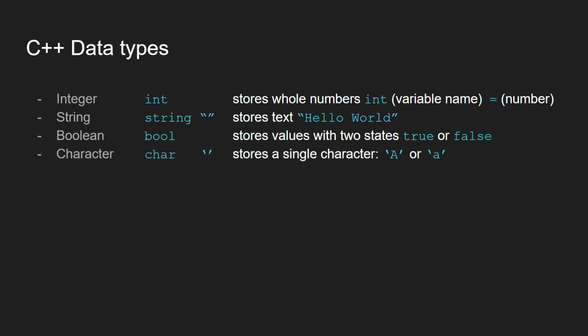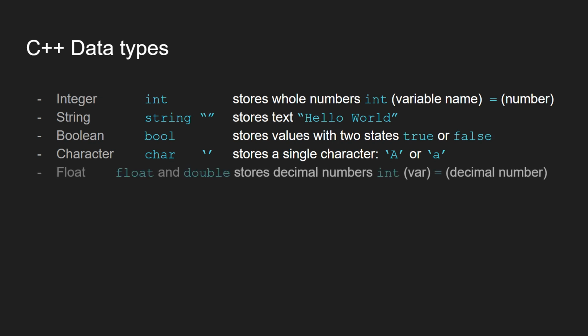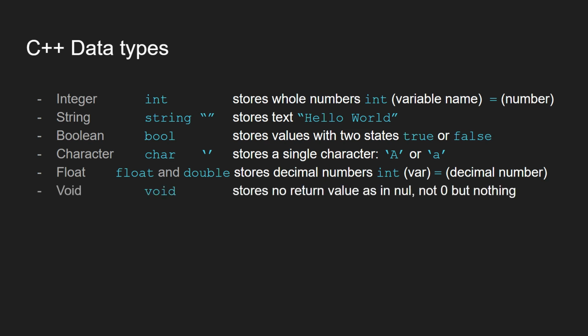Then the character, or char for short, is used with single quotation marks, and stores only a single character, such as capital A or small a. A float stores decimal numbers, and it uses the same principle as the integer, but with a decimal number. The void stores no number, and this is not a 0, it's nothing, as in null.